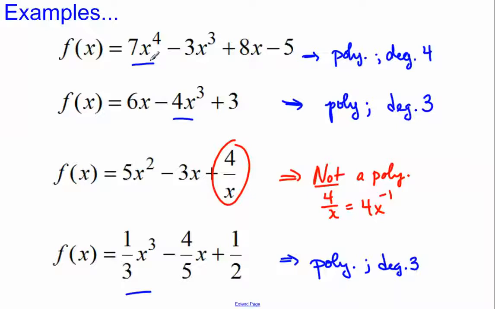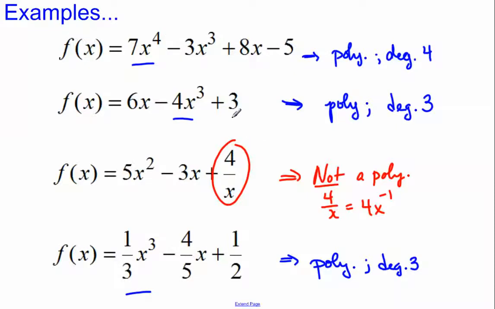If I want to know the degree of a polynomial, I'm going to look for the term that has the highest exponent. In this case, it's this first term here. So this leading term has a leading coefficient, the number part, of 7, and the exponent is the degree, so it's a degree 4. That's also sometimes referred to as a quartic, not quadratic, quartic.